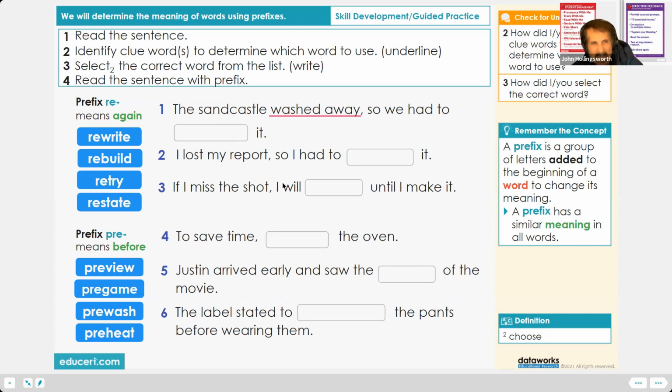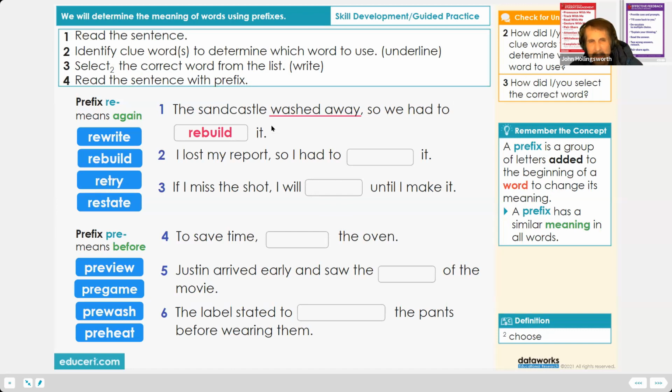So now it says select, which means what? To choose the correct word from the list. So when something is washed away, we're going to have to what? Rebuild it. We're not going to write it again. We're not going to try again. We're not going to say it again. We're going to have to rebuild it again. Okay. All right.